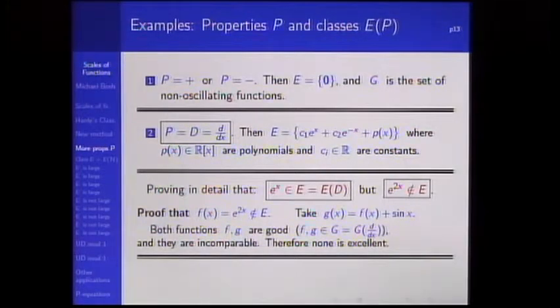But now I make a different observation. I take the same function e to the power 2x and add sine x. And I claim that this new function is again good. Why? Because I can differentiate, and again everything is comparable. Sine x is negligible relative to a multiple of e to the power x. So both functions, e to the power 2x and e to the power 2x perturbed by sine x, are good. But if two functions are good and not comparable, none can be excellent, because a good function and an excellent function cannot be incomparable. So this is a proof that e to the power 2x is not excellent. Okay.